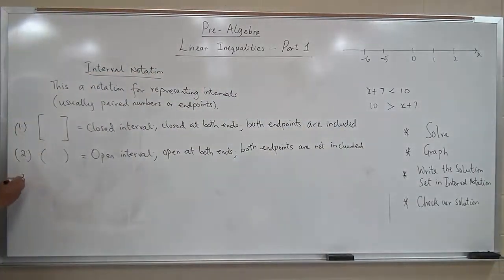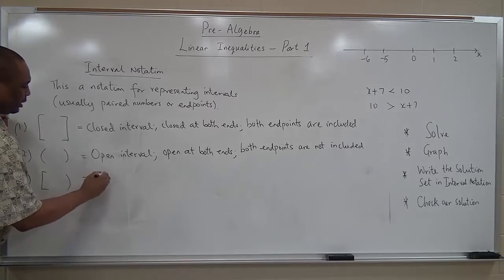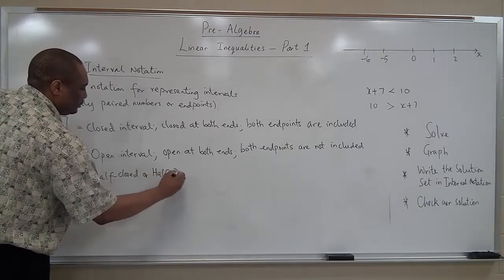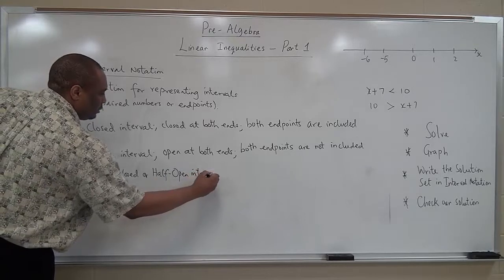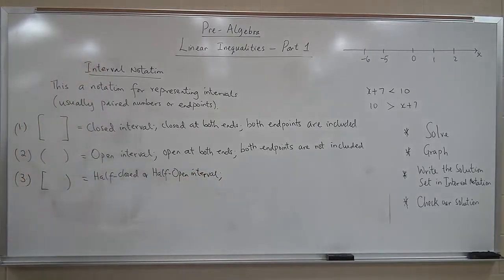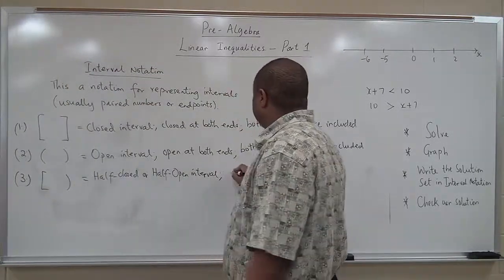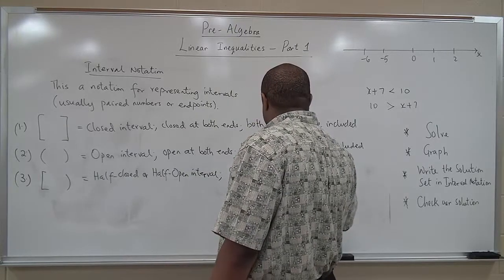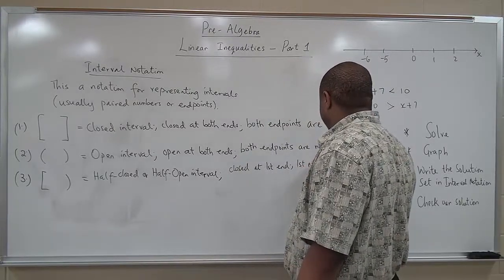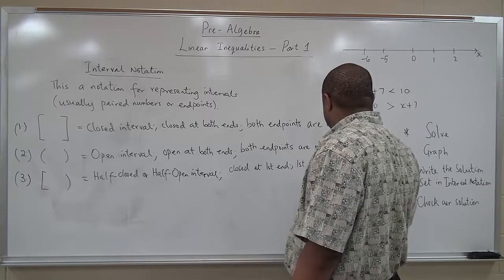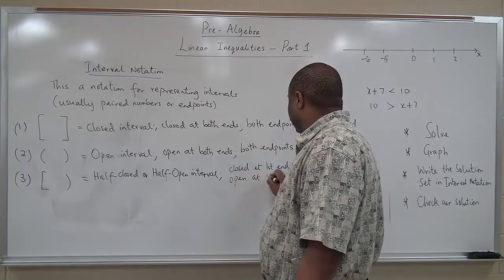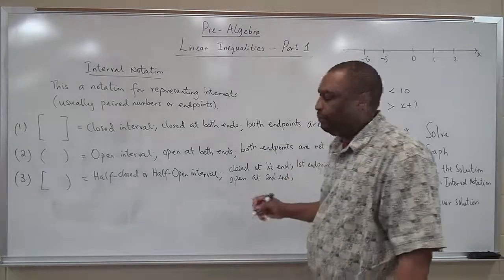We also have a case whereby we have the half open or half closed interval. Okay? Half open or half closed interval. This is closed at one end, open at another end. Closed at first end. First endpoint is included. Then open at second end. Second endpoint is not included.